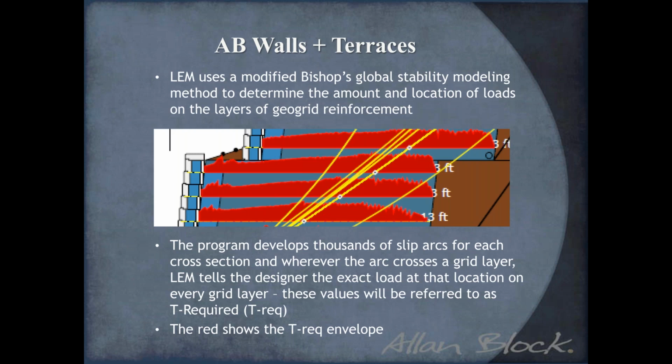And we're going to call each one of those intersected values, or the values at those intersection locations, the T required at that given spot. And if we look at all of the slip arcs that cross a particular grid layer, we're going to develop what's shown in red, the T required envelope. Those T requireds are what we're going to have to deal with when we get to the design part.